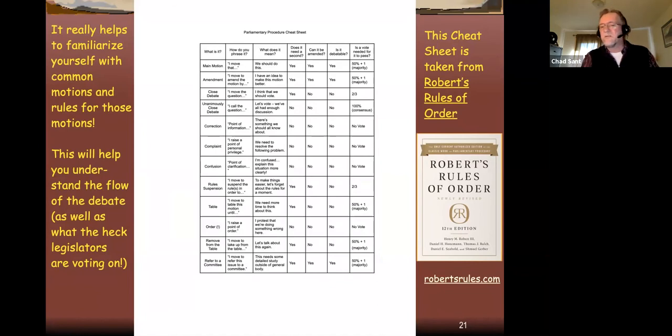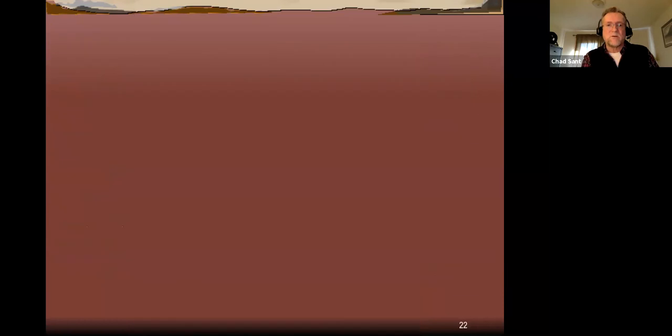So there's a link down there for Robert's Rules. You can go online and look at it there, or you can go buy one. Great insomnia material for you.